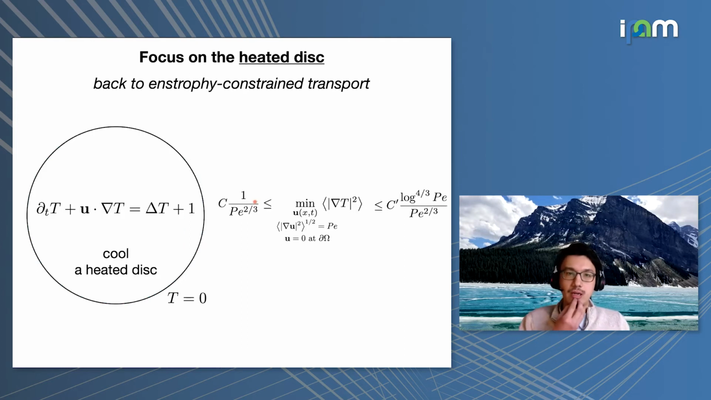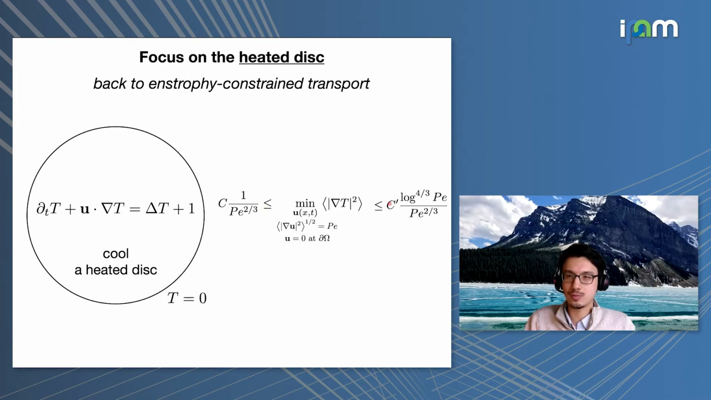Okay, here's what we know about entropy constrained transport in this setting. As I showed in the setup, there's a general class of problems for which these kinds of results are known. But anyway, let's focus on cooling a disk. The measure of efficiency of cooling my disk, which in this case is the mean square gradient of temperature, scales as 1 over Peclet to the 2/3. Now Peclet is the mean entropy, I guess the root mean entropy, and it scales as 1 over Peclet to the 2/3 up to a log correction, and so there's a lower bound which says you can't beat that.